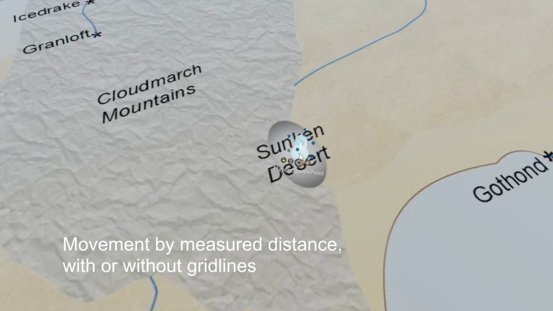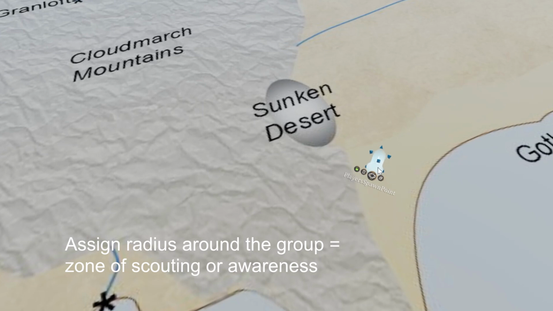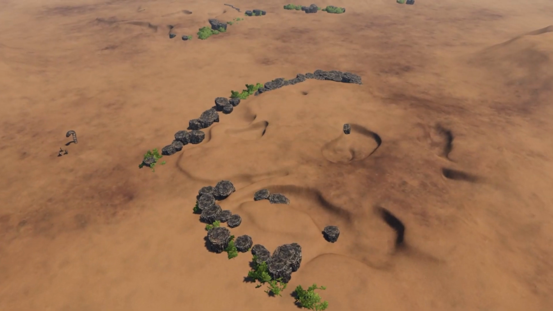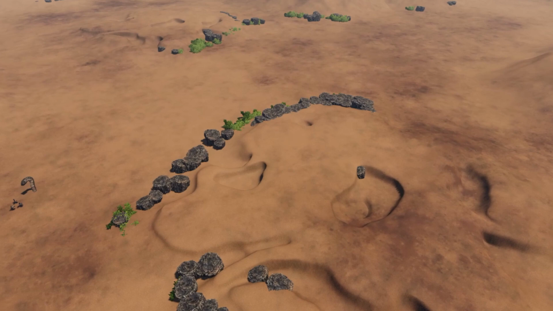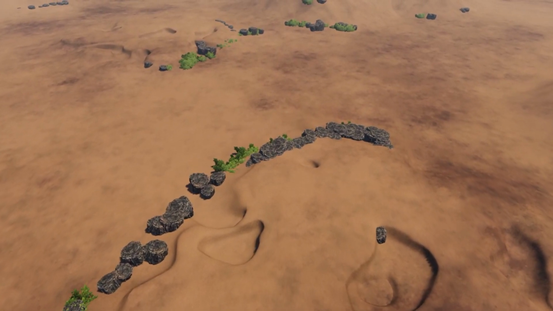When the characters travel across a map space, I assign a radius around the group. If someone scouts ahead or explores back and forth across the area, then the radius of scouting information can extend for a few miles. If the group prefers to move in a single line path, then the travel pace could be faster, yet with a much smaller radius of awareness.